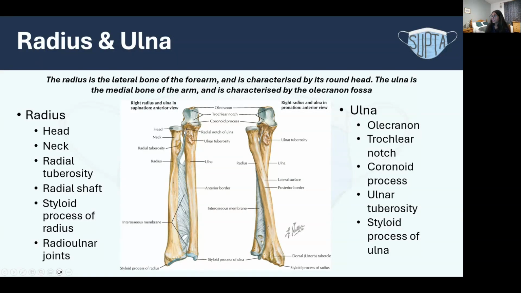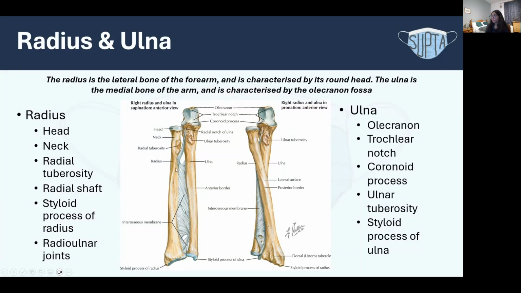The radius has a round head. That's what helps you distinguish that, okay, this is the radius. The ulna has its olecranon here. This olecranon process is what articulates with the olecranon fossa in the humerus. Okay, so again, moving on to the parts of each bone, the radius has its own head, neck, a radial tuberosity, and a radial shaft, and has its own styloid process. And each of these processes has its own articulation, so that's why they're of major significance.